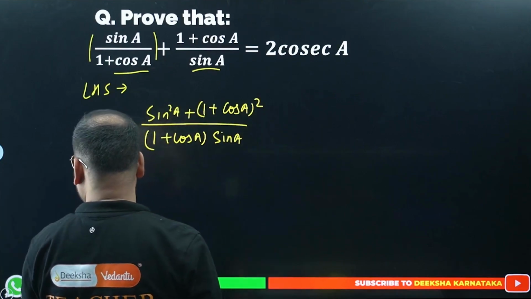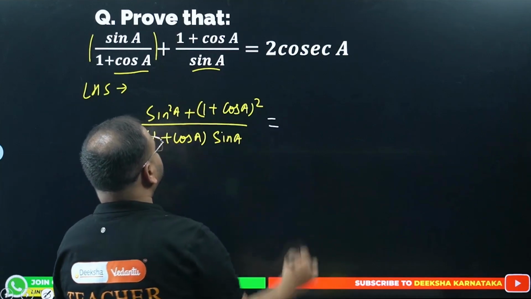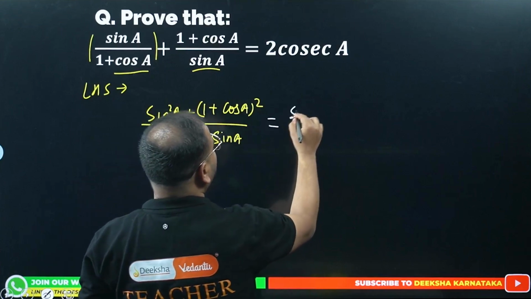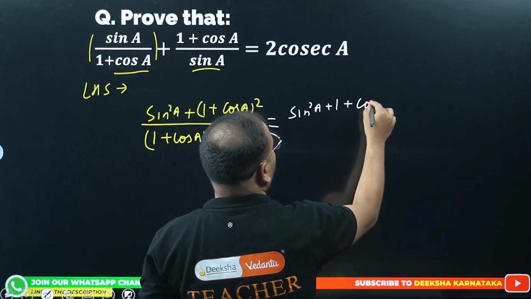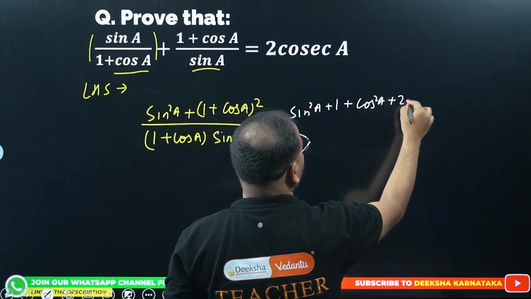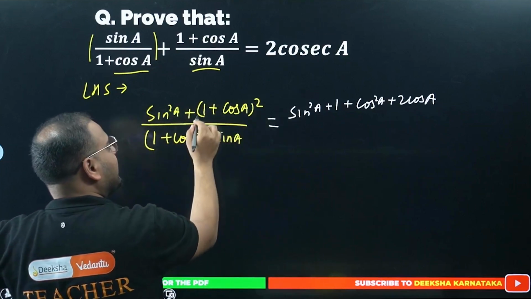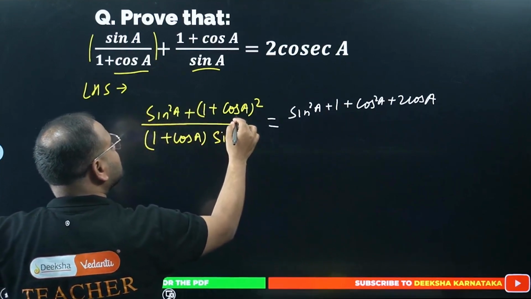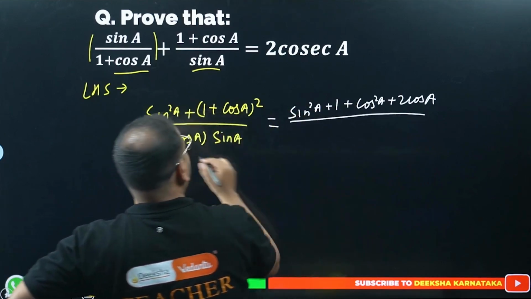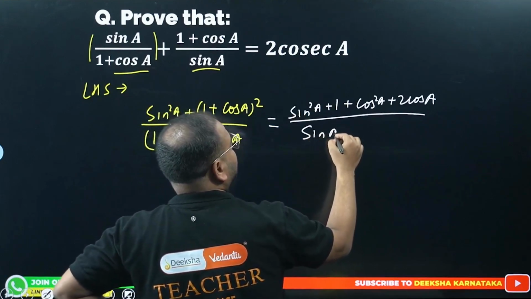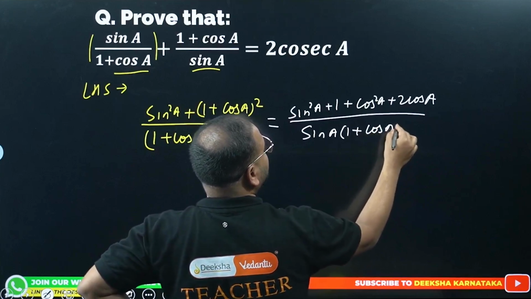Done, sir. Okay. Simplify further. This will be, open the bracket here. So sin square A plus (1 plus cos A) whole square... how, sir? (A plus B) whole square: A is 1, so 1 square is 1. Cos square is just cos square. And 2 times 1 into cos is 2 cos A. Divided by sin A into (1 plus cos A). Next step, sir.